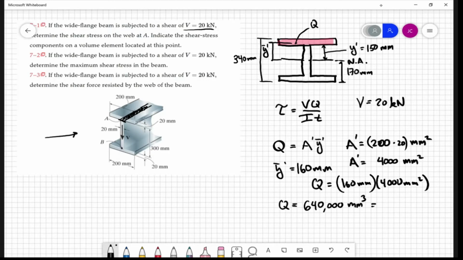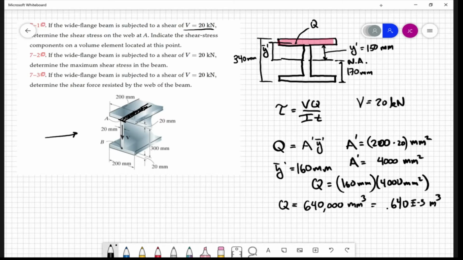Or if we want to convert it all to meters, that would be divided by 10 to the 9th, which would be 0.640 times 10 to the minus third meters cubed. It's one or the other, same difference. Okay, so we've got Q, we've got V.